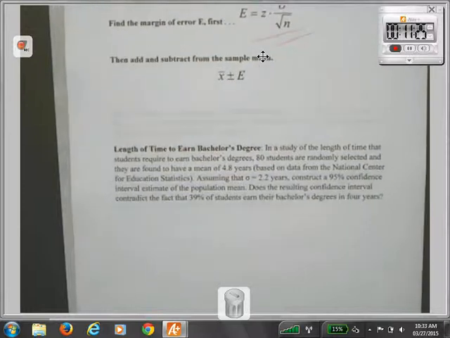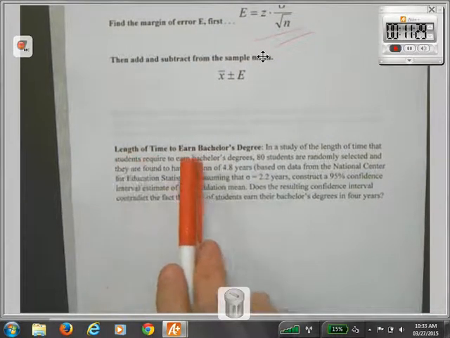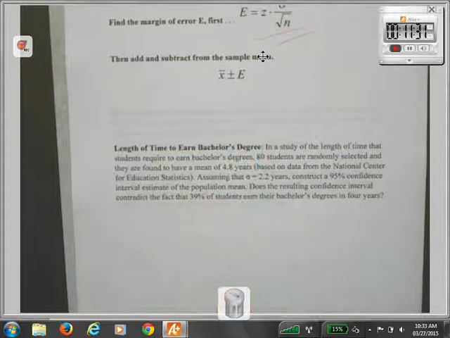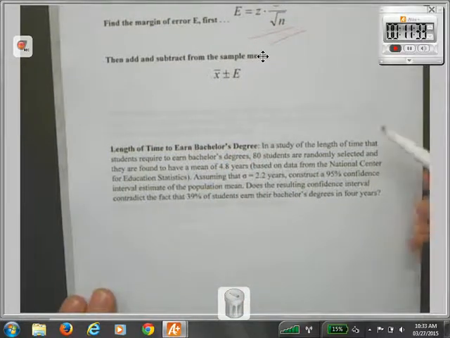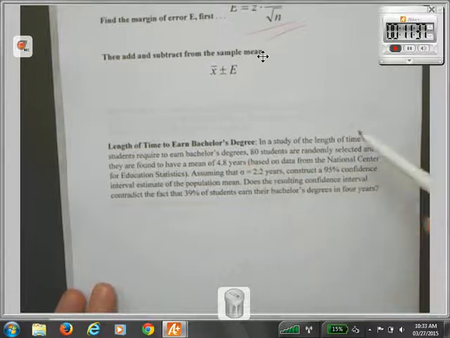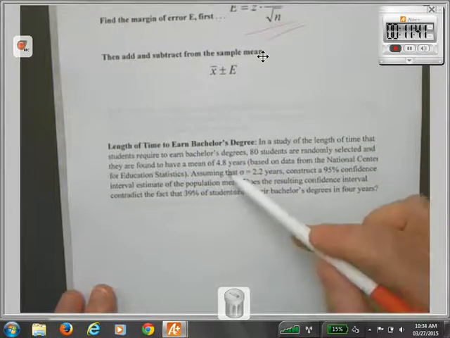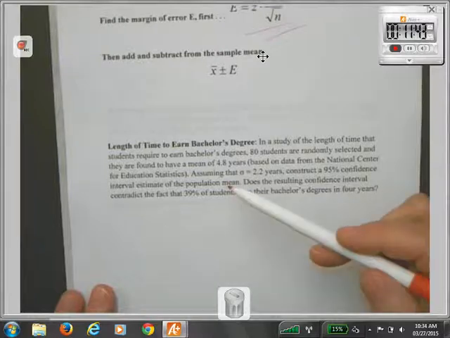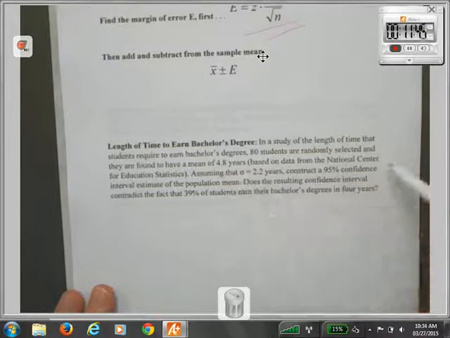Okay, so let's look at an example. The length of time to earn bachelor's degrees. In a study of the length of time that students require to earn a bachelor's degree, 80 students are randomly selected, and they are found to have a mean of 4.8 years. And it tells you where that comes from.